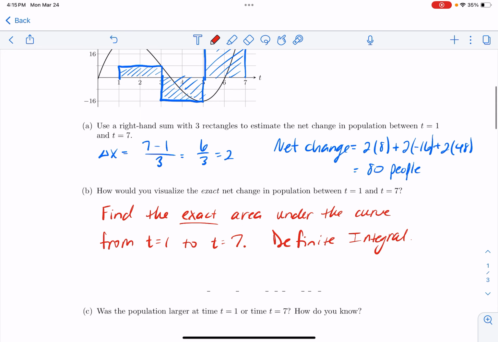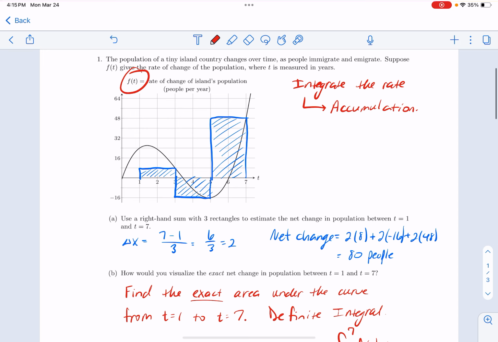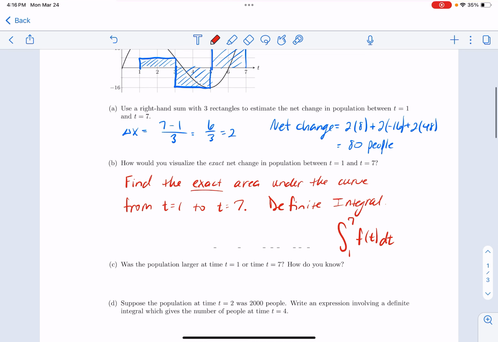I'm going to draw this down here. That's our integration symbol. We're going from 1 to 7 of f of t dt. Okay, so f of t is the thing that we are integrating. That's this function in this graph. And we're integrating from 1 to 7, finding that area from 1 to 7.